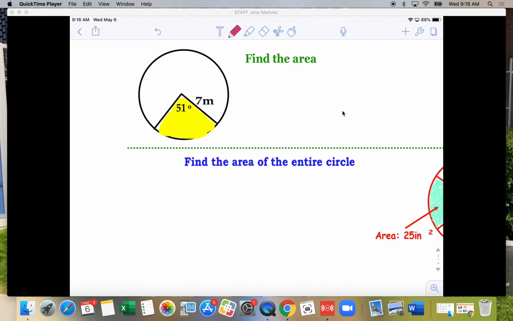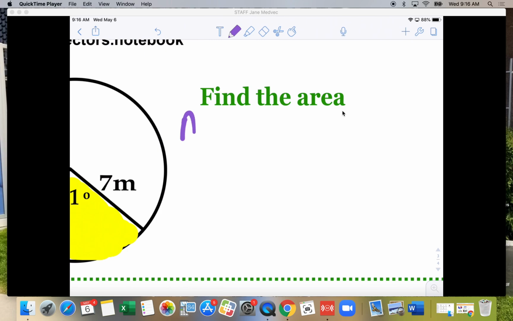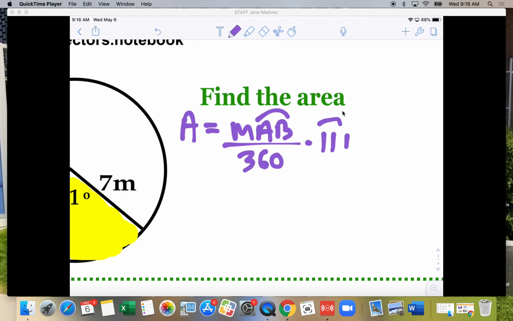On this one, they want me to find the area of the shaded region. It's not the circle because the circle would be easy. I need to find the area of that shaded region. So what I'm going to do is take the formula: A equals the measure of arc AB over 360 times pi r squared. And I'm going to keep going.